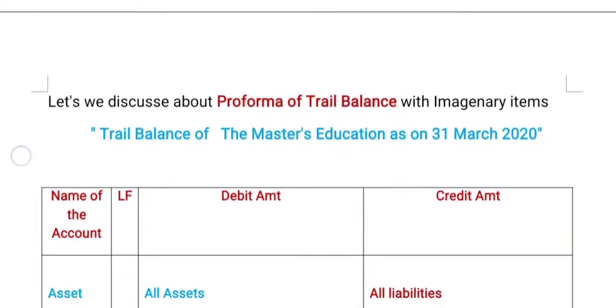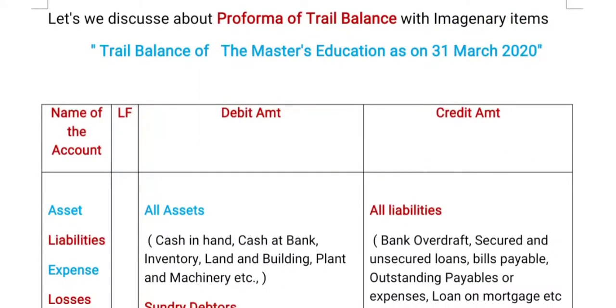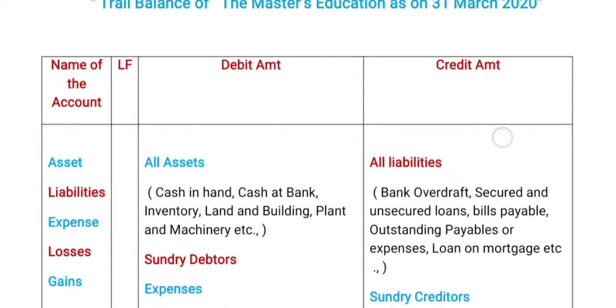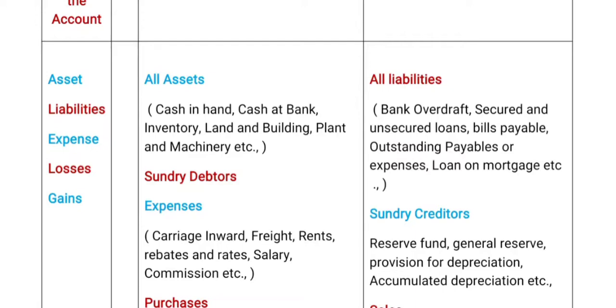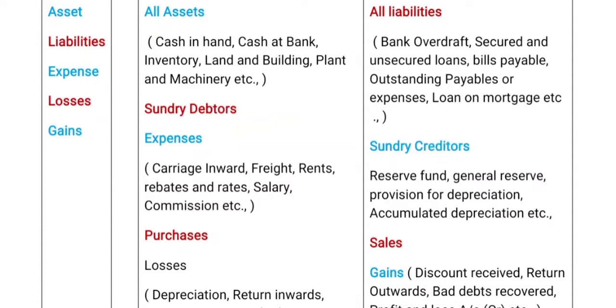Let's discuss the pro forma of trial balance with imaginary items. We have already discussed the pro forma of trial balance, but now we will explain it once more. It has four columns. Column 1 is the nature of the account, column 2 is the ledger folio, column 3 is the debit amount, and column 4 is the credit amount. Now we discuss the debit side and credit side. Here we explain assets fully. Assets include all assets such as cash in hand, cash at bank, inventory, land, building, plant and machinery, etc.